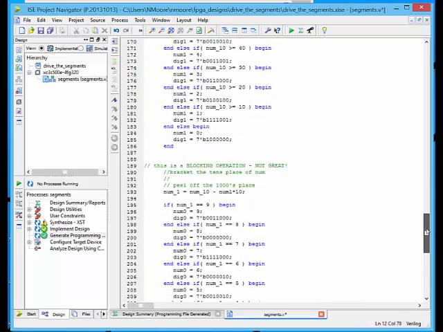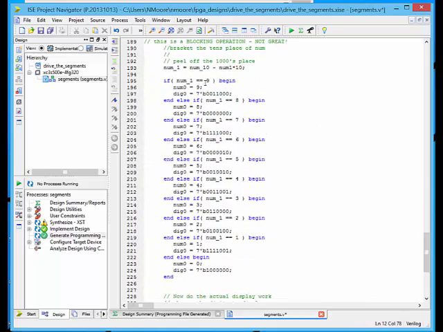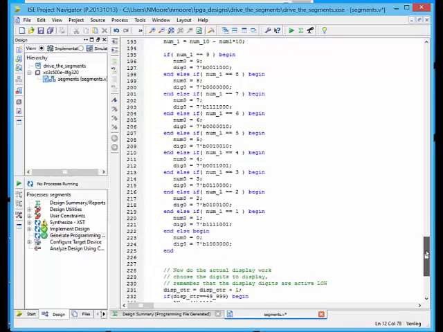So at any rate, one more cycle. So the number in the ones place is the number in the tens place minus this tens digit times 10. And then the last decision tree, I could implement this with a case structure and it would be the same.